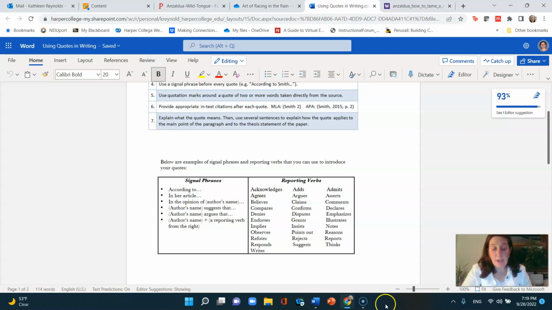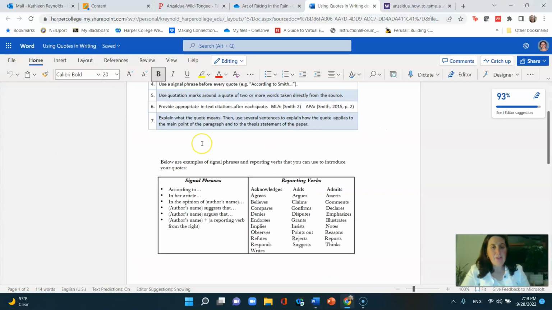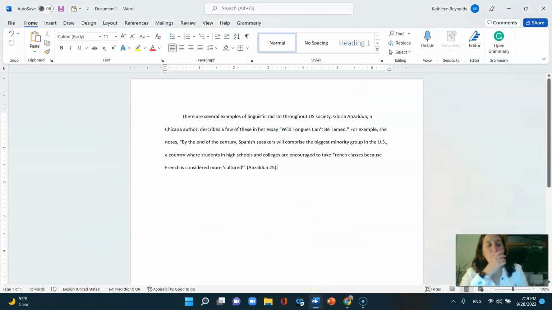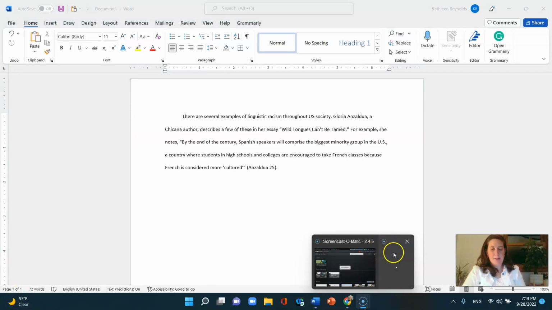After the quote, so we already got those, check. Okay, we got that. And then after the quote, explain what the quote means. Use several sentences to explain how the quote applies to the main point of the paragraph and to the thesis statement of this paper. Okay, so that can be sometimes the hardest part because we're trying to make those connections. Now I need to kind of explain why this example is linguistic racism. So I'm going to type a little bit and then come back and tell you a little bit more about what I wrote.